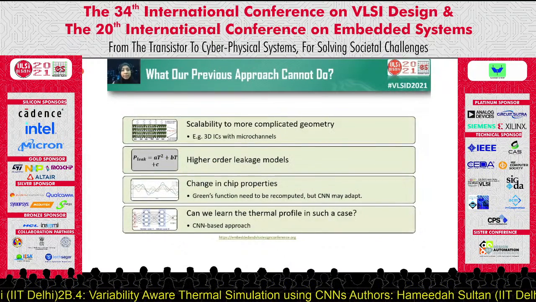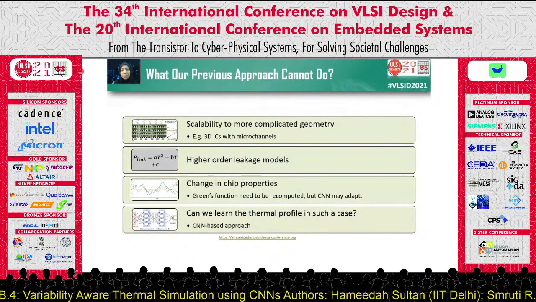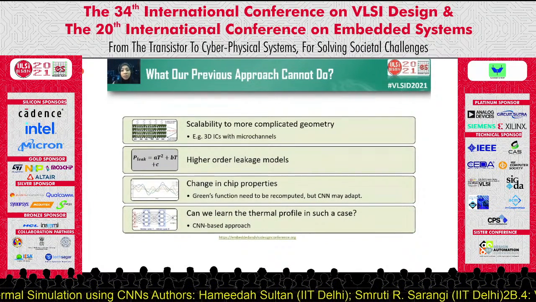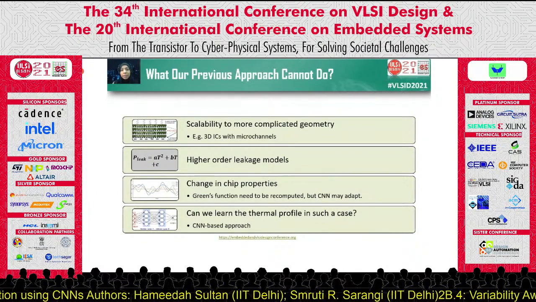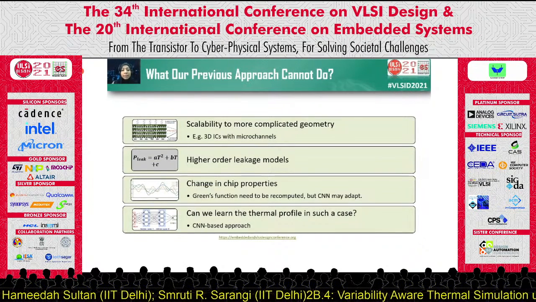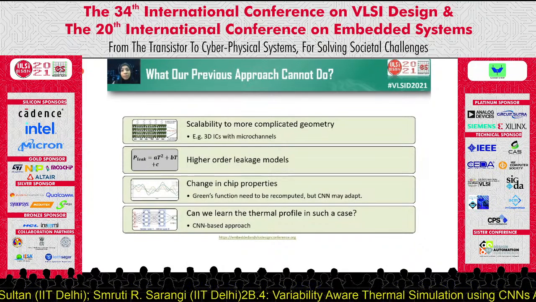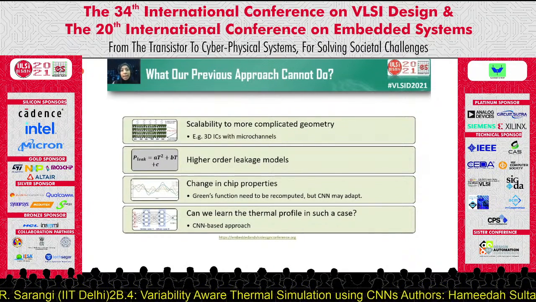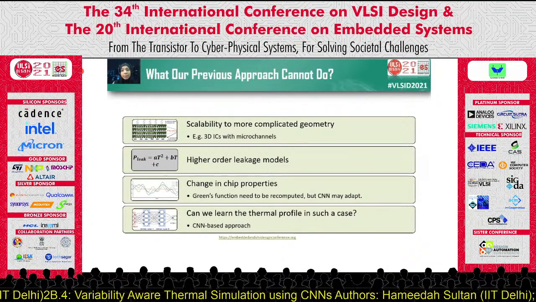The first is that the analytical derivation is very complex even for simple 2D chips. And if we increase the complexity of the geometry, then the complexity would make the problem intractable. Similarly, it's impossible to incorporate higher order leakage models. That work uses a linear leakage model, and because of complexity, we cannot scale it to a higher order model.